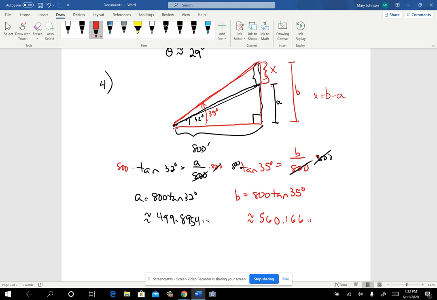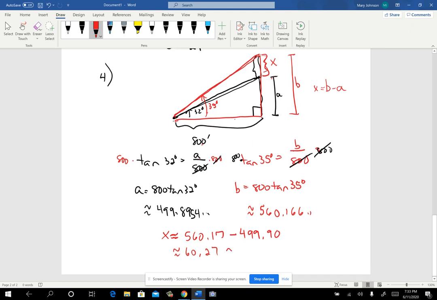So 560.17. Okay. And then I'm going to subtract from it the 499, and that one, when I round to 2 decimal places, turns into 0.90. So minus 499.90, and that turns out to be about 60.27, and they said to round to the nearest tenth of a foot. So I'll round it a little further and say 60.3 feet, and that would be what they're looking for.